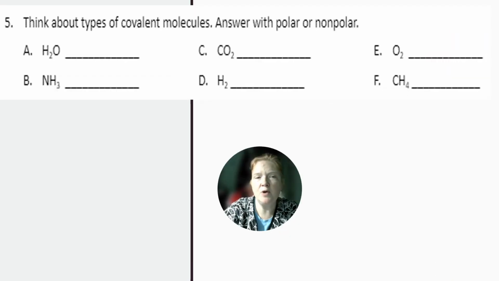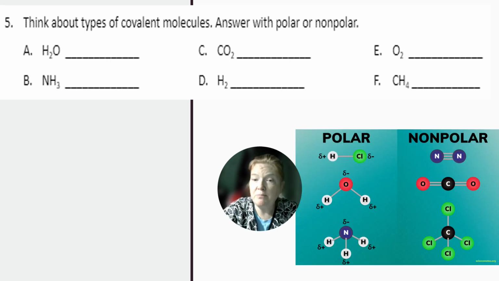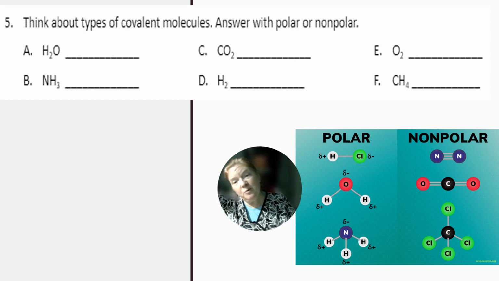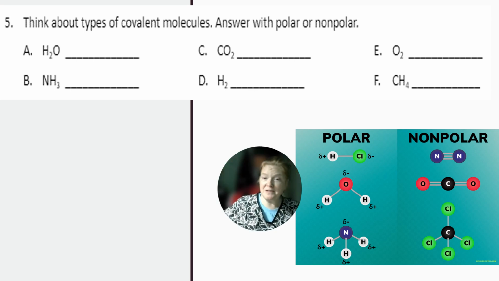Now, think about types of covalent molecules. Answer with polar or nonpolar. So this has to do with symmetry. So when we have polar molecules, the charge is not balanced. So it's pulling in one direction. There's nothing pulling from the other side. In nonpolar, either there are no partial charges at all. It's a 0 electronegativity difference, right? Or they're pulling in opposite directions. So the charge ends up being balanced or distributed equally.